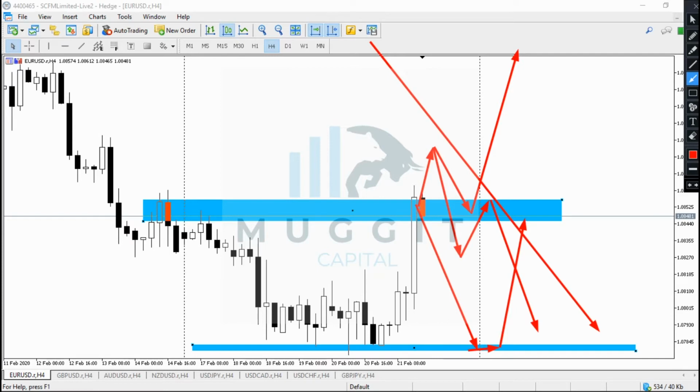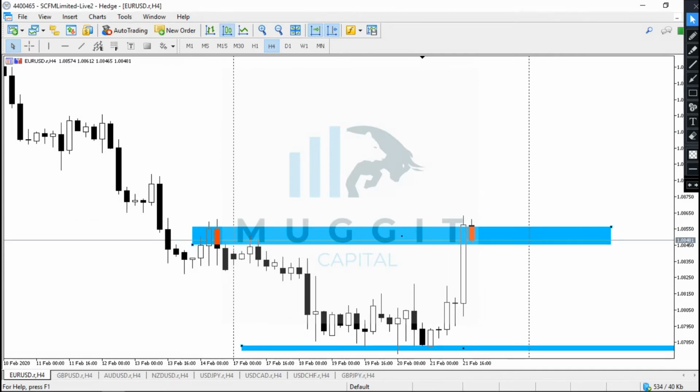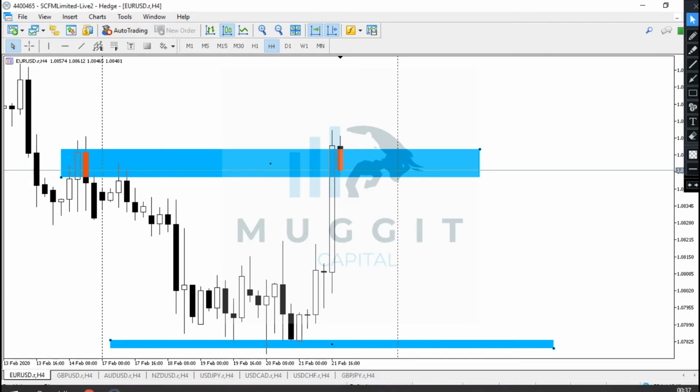Yeah, then the other thing I'd also expect is a break of this support area, a pullback to form resistance, then we push lower. Yeah, so it's the same thing over and over. The most important part is identifying the zones. After you identify the zones, the next step is to understand what you expect to happen at these zones.